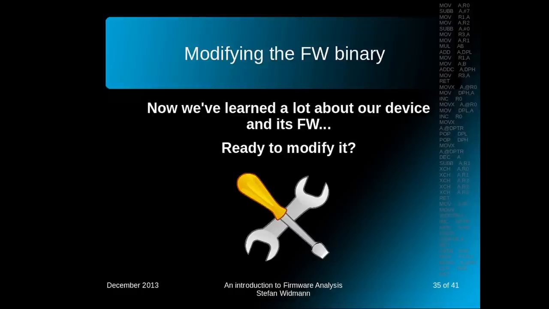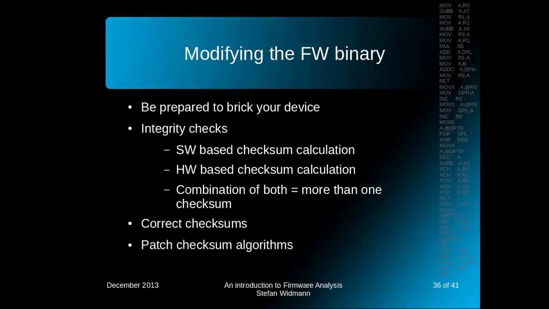Okay, we've done it, we've analyzed it, and we've learned a lot about the device. So now we are going to modify it. And the first thing we have to think about is, if we are going to modify the firmware, we have to prepare to break our device. You know, manufacturers implement several integrity checks. And why do they do that? They do it because firmware is most times stored to flash, and flash is prone to aging, especially if heat is involved. So they do checksums.